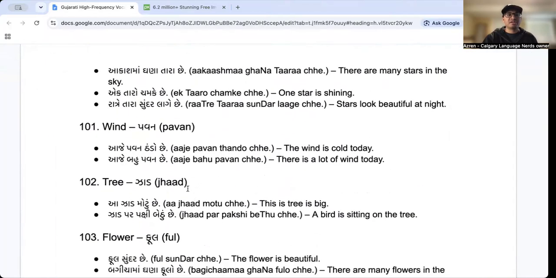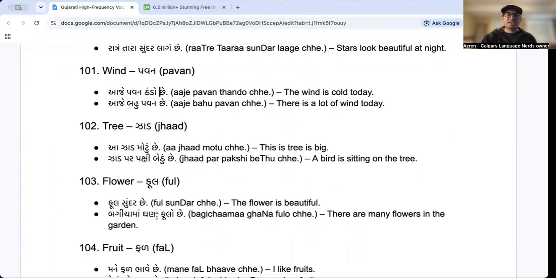Pavan is the word for wind. Aje pavan thando che. The wind is cold today. Or Aje bo pavan che. There's a lot of wind today.